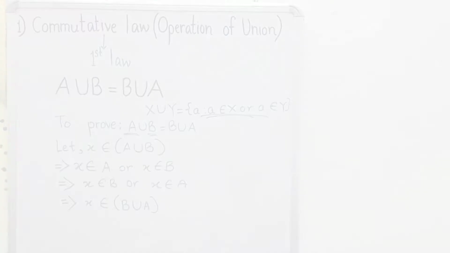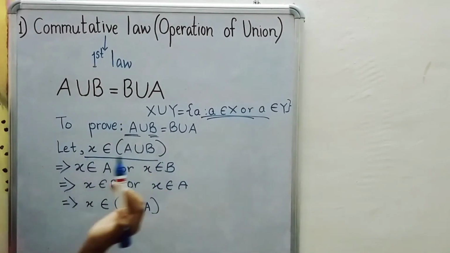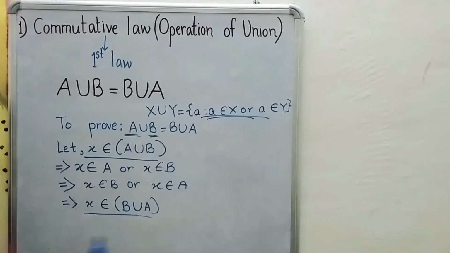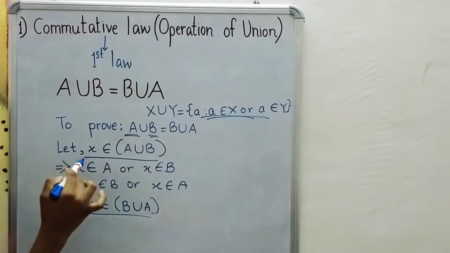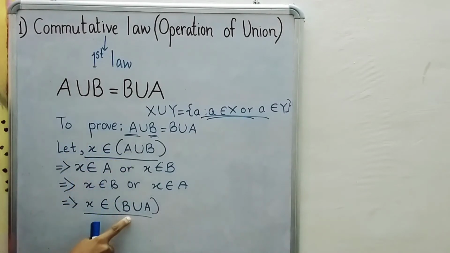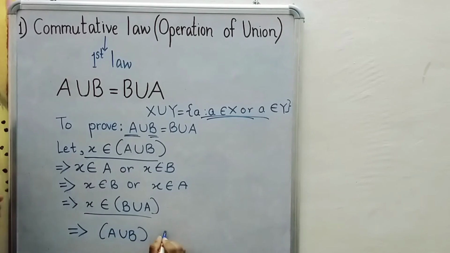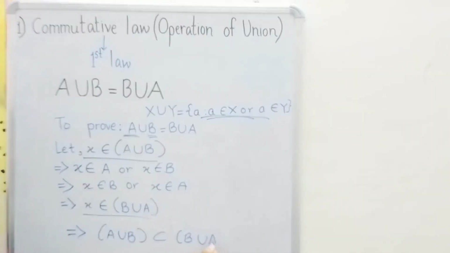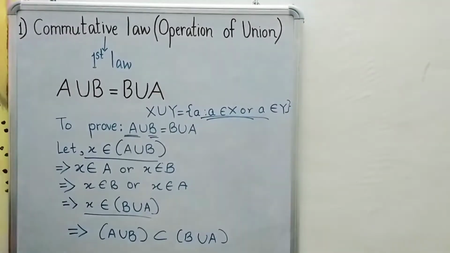Now, here we can notice that X belongs to A union B and X belongs to B union A. This means that this one is a subset of this. Now let's write it down. A union B is a subset of B union A. Now you're thinking, why did I write A union B as a subset of B union A, why not B union A as the subset of A union B?